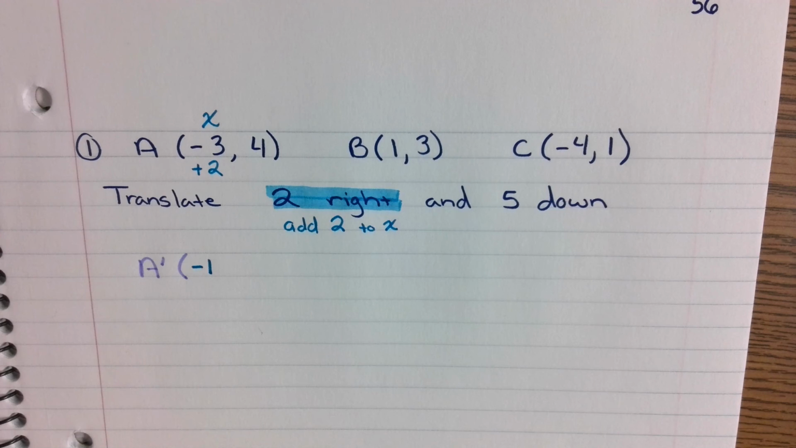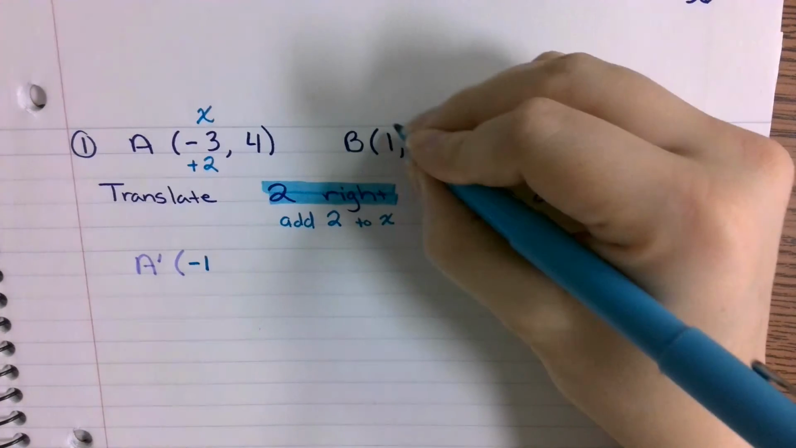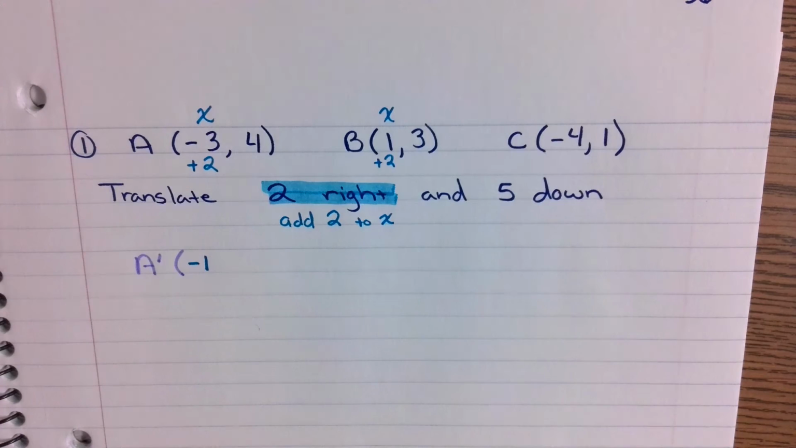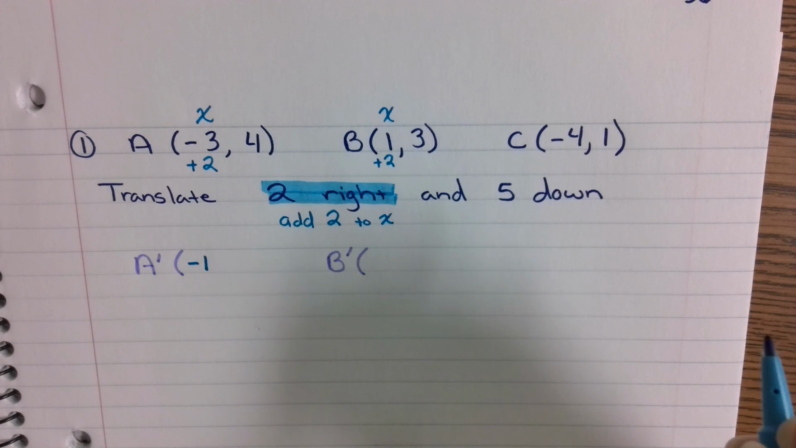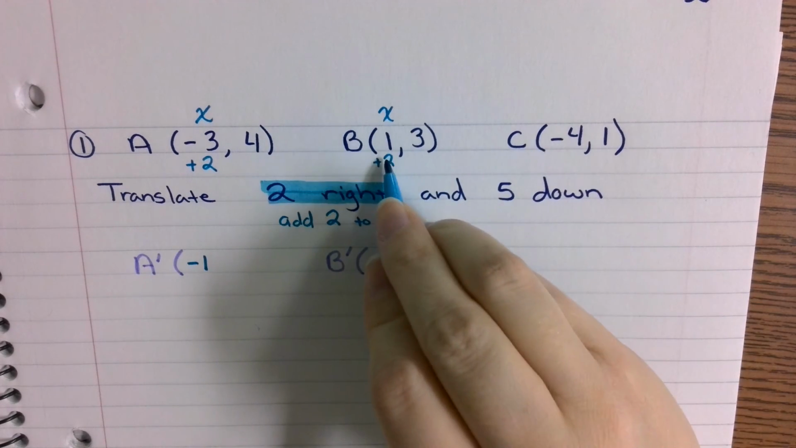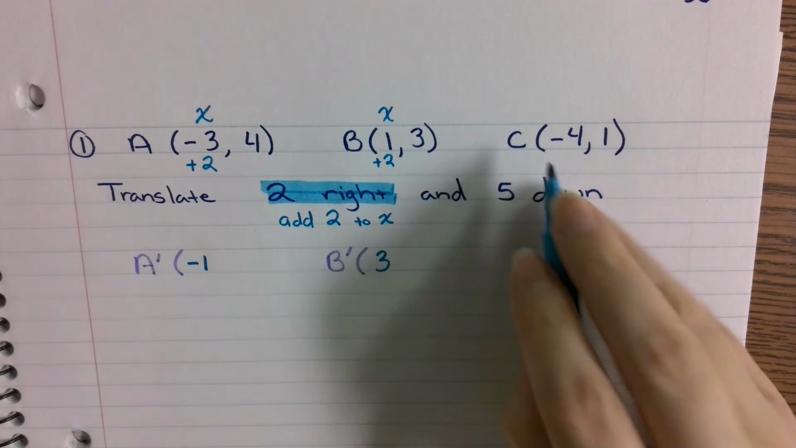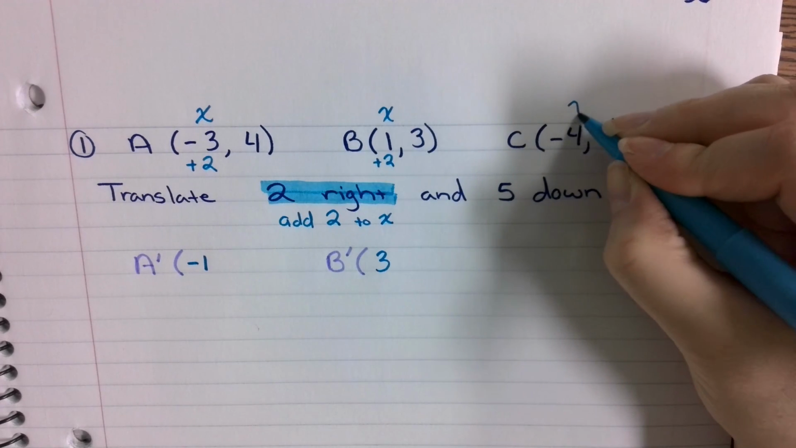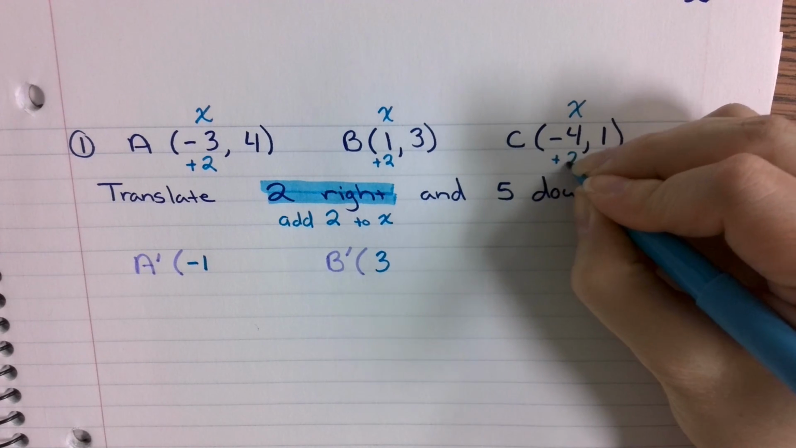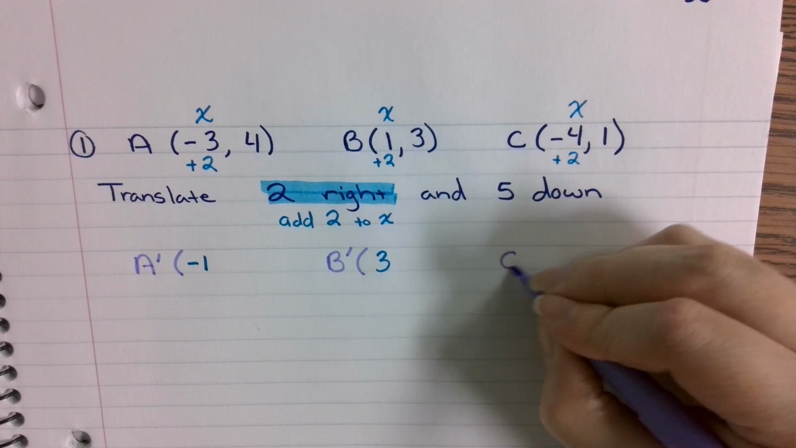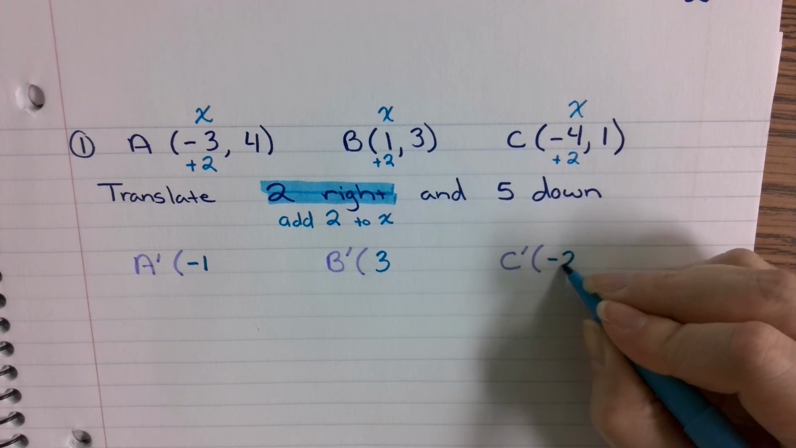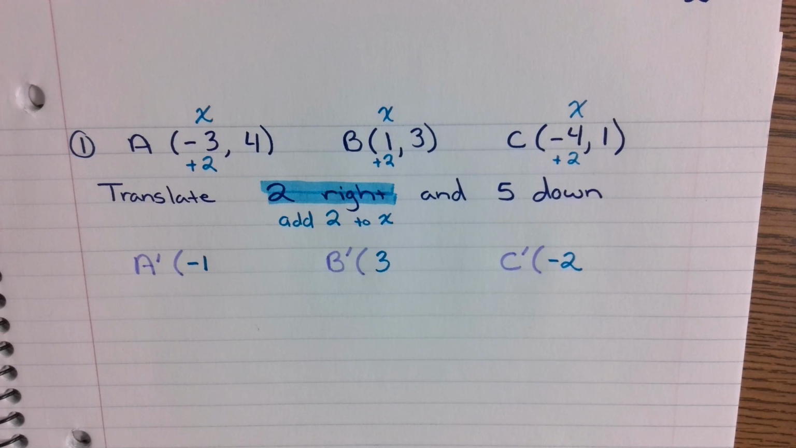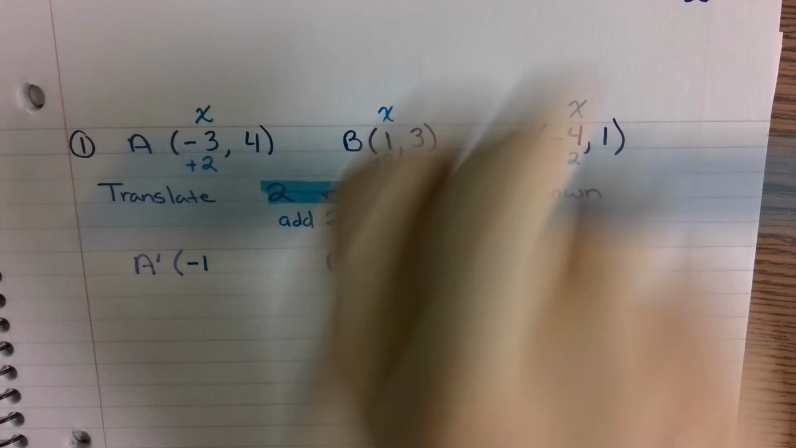Okay, I'm going to do the same thing for my B coordinate. I'm going to add 2. And with my B coordinate, what's my new x value? 3, right? 1 plus 2 is going to give me 3. And then I'm going to do the same thing for C. My x coordinate is the -4. I'm going to add 2 to that -4. And my C prime coordinate for x is going to be what? -2. Okay, so I just completed all of my translations for my x translation.